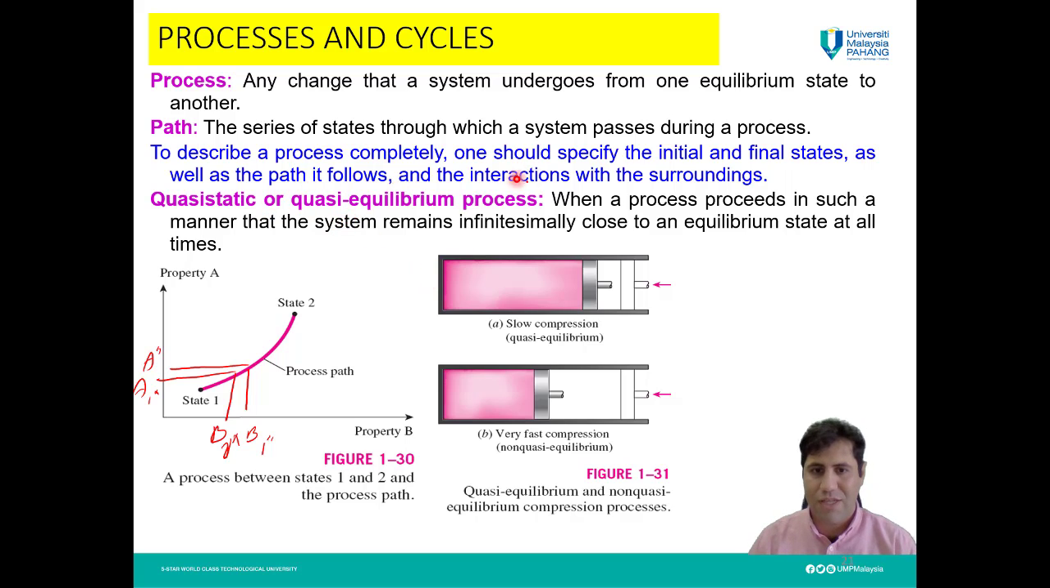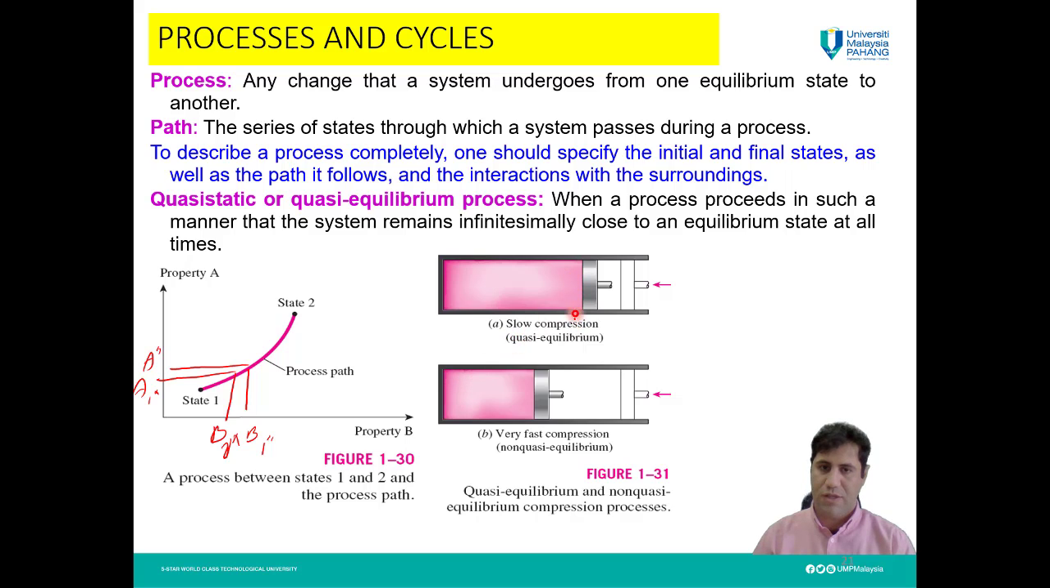According to this interaction with the surroundings, or the path of the process, we have a quasi-static or quasi-equilibrium process. This is when a process proceeds in such a manner that the system remains infinitesimally close to an equilibrium state at all times.